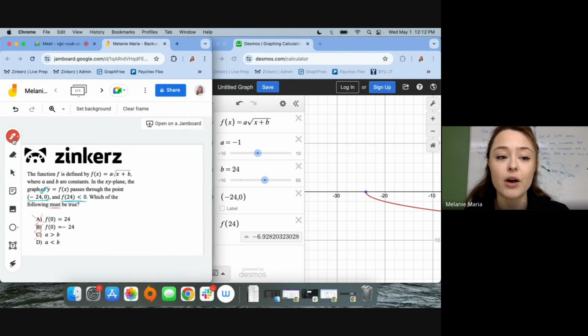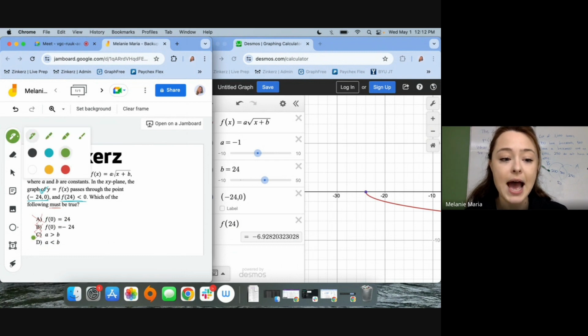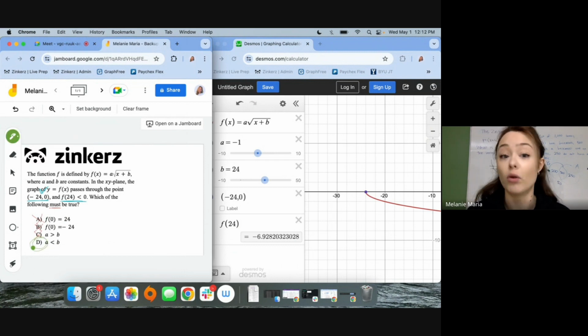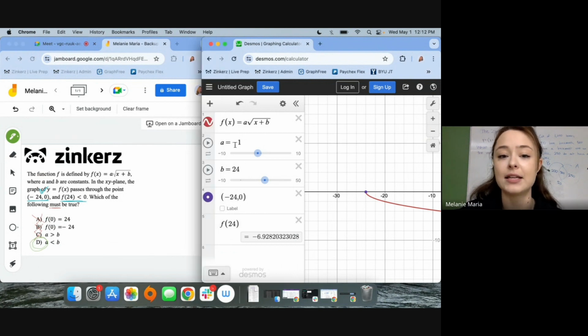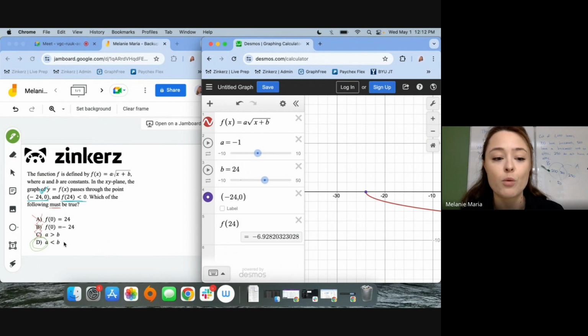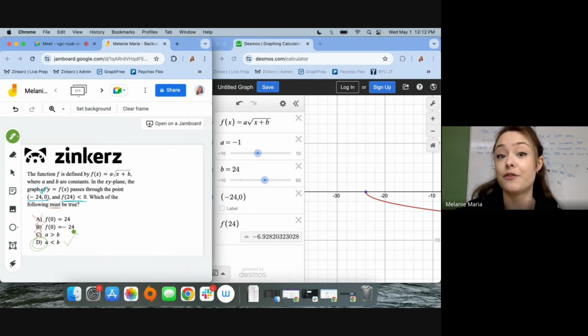What I do know, though, is that b has to be greater than a. In other words, a is less than b. Again, here I can see a is equal to -1, b is equal to 24. That satisfies my constraints. I know that situation as it stands has to be true. So therefore, we would select answer choice D for this question.